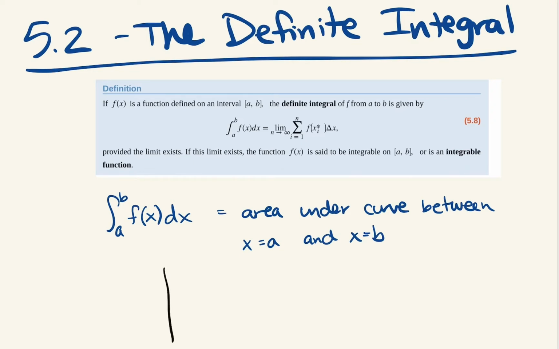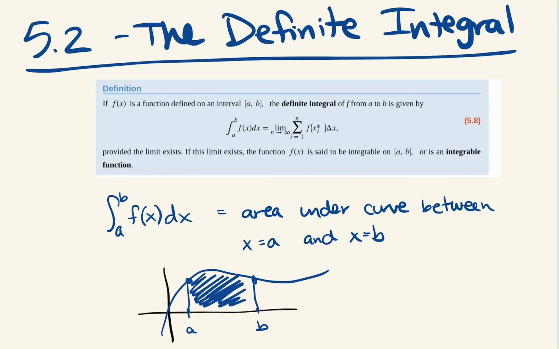So let's say we have a curve that looks like this. And over here, I have the point x equals a, and then over here, I have this point x equals b. And this integral will be whatever area is between the x-axis and the curve. So it's bounded above by this curve. Okay, so when we say area under the curve, that's what we mean.